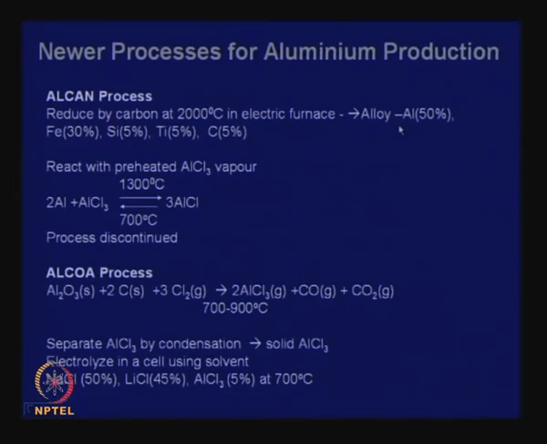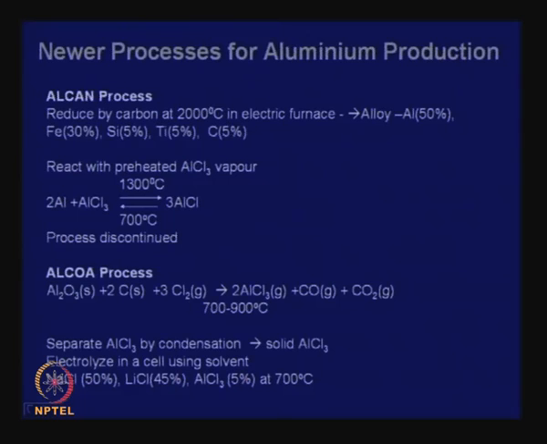You produce an alloy which has 50% aluminum, 30% iron, because you know in the bauxite there is always iron. You are not starting with Bayer's process alumina, you are starting with the ore bauxite as such. So, you get iron, you have some silicon, you have some titanium, you have carbon because there is some carbide, then react with preheated aluminum. Then we go back to once I discussed how you purify aluminum by using an intermediate gas, we go back to that method.